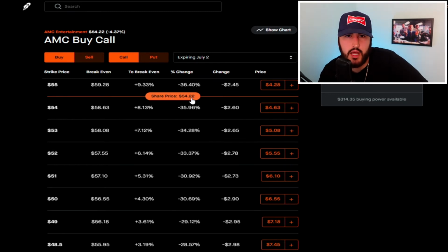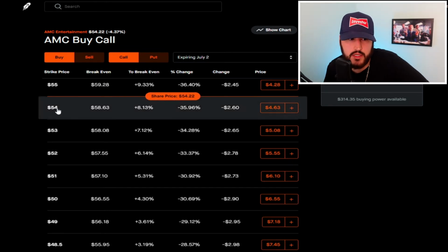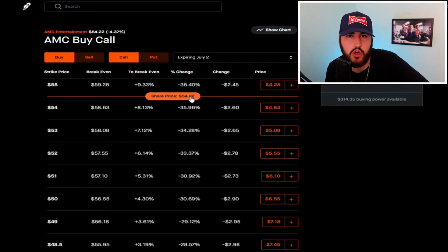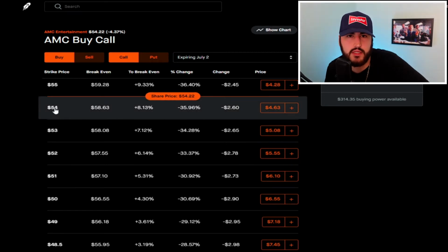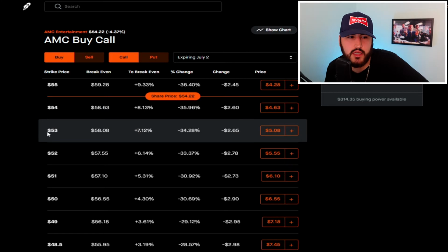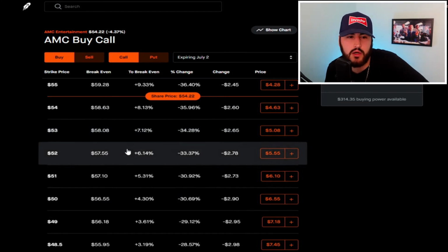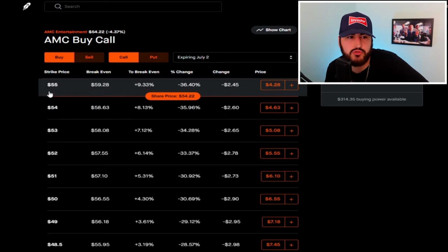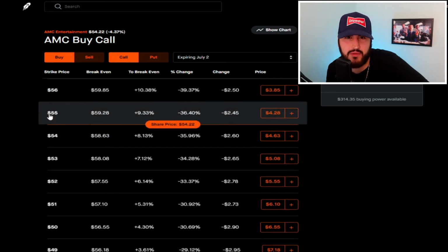Now, there's another terminology that I want to throw your way, and that's in the money versus out of the money. Basically, what this means is that the strike price is below or above the current share price. Now, the strike price is the price at which you have the right to buy or sell 100 shares. Any strike price that is below the current share price, in this instance, the $54 strike price, the $53, all the way down, is in the money. Any strike price above that is out of the money.